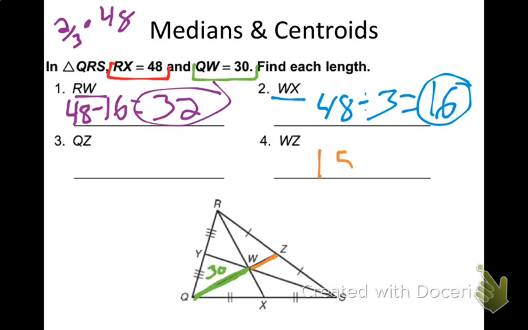So I found number 4 already. How did you know it's 15, Tigger? Yeah, it's half. That centroid, it's half of the other one right there, right? So now if this is 15, what is QZ going to have to be? So this whole segment would then be what? 45. Because 30 plus 15 is 45.